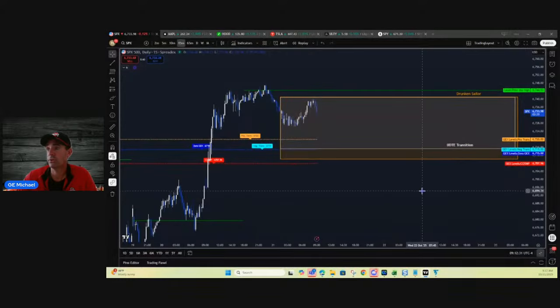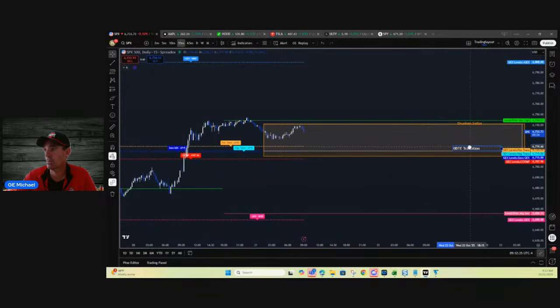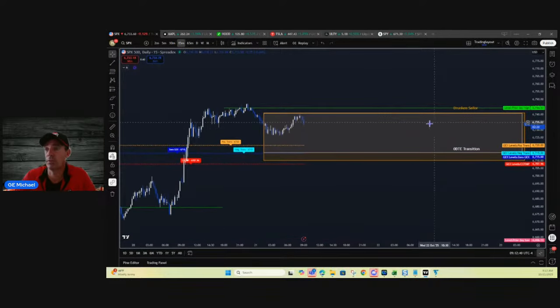All right, let's move on to a TradingView chart. I've overlaid our full expiry scripts as well as manually overlaid our 0DTE. So you see the drunken sailor range as well as the 0DTE transition. Again, as I discussed, any pullback to the bottom of transition and drunken sailor range should be supportive via all expiry script as well as the 0DTE script.